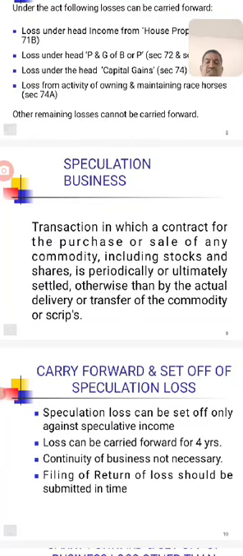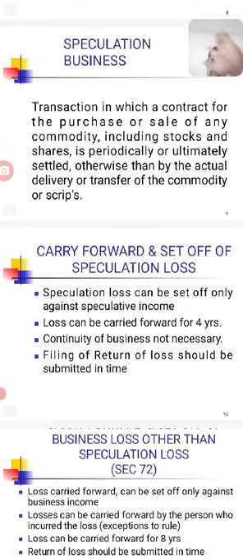Next we see speculation loss. A speculative transaction is one in which a contract for the purchase or sale of any commodity, including stocks and shares, is periodically or ultimately settled otherwise than by the actual delivery or transfer of the commodity or scrip. The speculation loss cannot be set off against any other income, but can be set off against speculation income only.